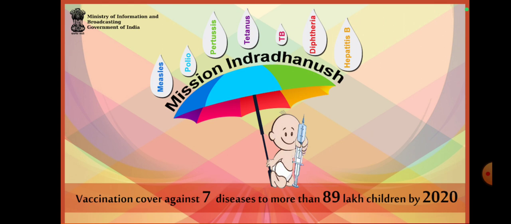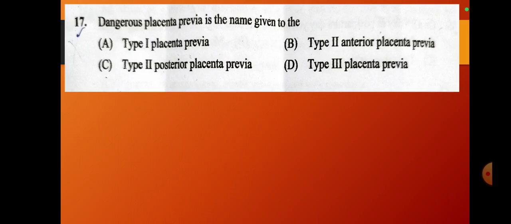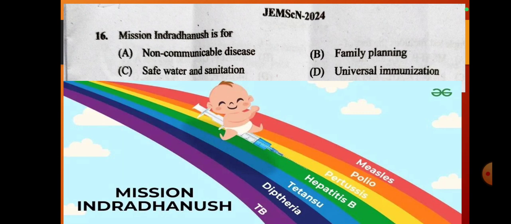Vaccination cover against 7 diseases to more than 89 lakh children by 2020. So the answer is Mission Indradhanush is for universal immunization.